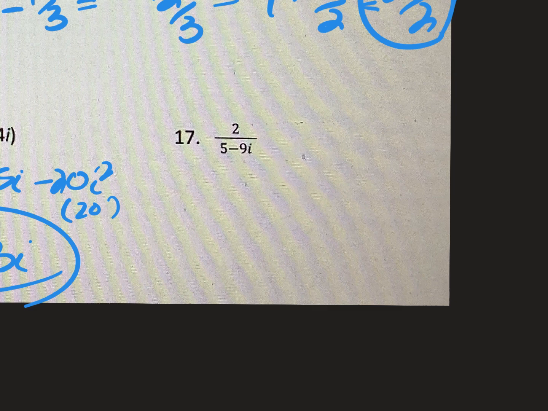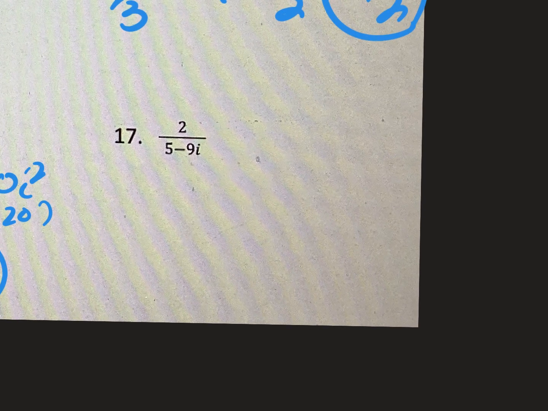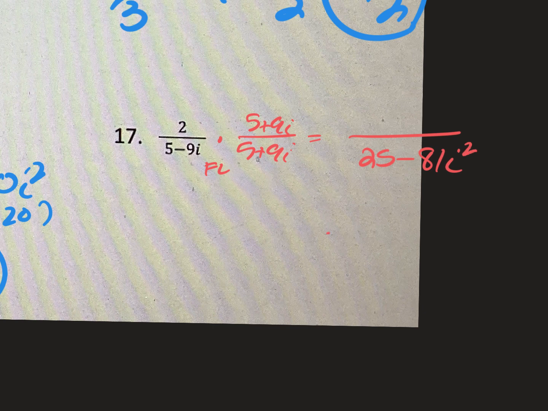And the very last problem, here we go. Got to multiply by the conjugate of the denominator. The conjugate is 5 plus 9i, top and bottom. All right, when you multiply by conjugates, remember you do FOIL. So first, which is 5 times 5. Last, negative 81 i squared. The i squared makes the negative 81 become positive 81. 25 and 81 is 106.